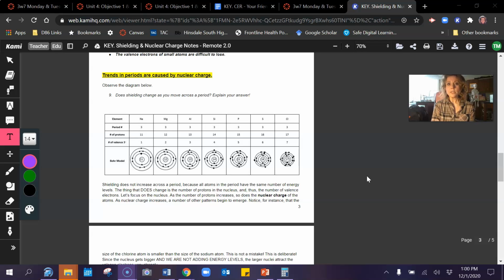In the first video, we talked about shielding. Shielding is the factor that affects the trends in elements that are in the same family, so elements that are in the same column, the ones that run up and down on the periodic table. In this video, we're going to discuss nuclear charge. Nuclear charge is the factor that affects trends in elements that are in the same period. Periods run from left to right across the periodic table, and their patterns are affected by something called nuclear charge.